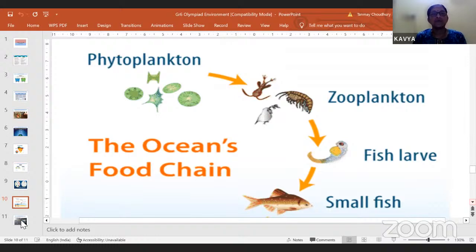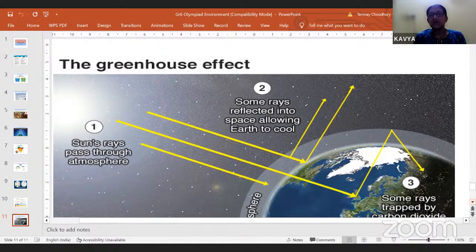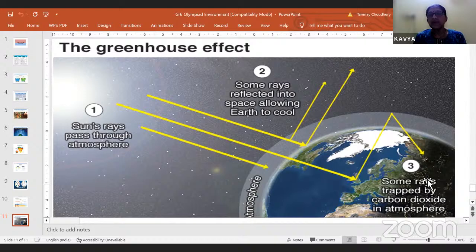Then we come to the greenhouse effect. The greenhouse effect, acid rain, global warming: these are three terms which you must know when you read about the environment. Now, what is this greenhouse effect? When the sun's rays fall on the earth, some of the rays are trapped by the carbon dioxide in the atmosphere, which is necessary. Otherwise, the earth will be a very cold place. And some of it is reflected back into the atmosphere.